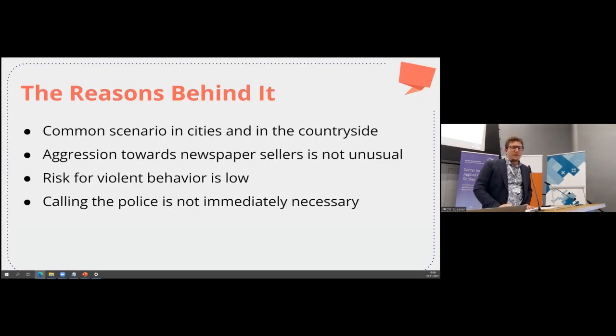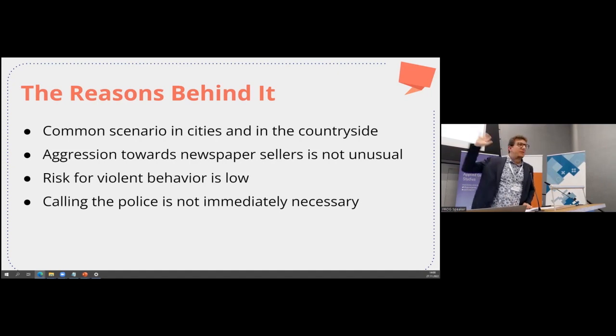The reason behind it is that it's a very common scenario. You see it in major cities as well as in the countryside. You have these people selling newspapers in front of many supermarkets. Everyone has probably seen those, at least in Austria. It was a national project, but I think it's not something too uncommon. Aggression towards newspaper sellers is not unusual. We've actually talked to actual newspaper sellers in Linz, and they told us that it is a fairly common thing in different kinds of severities.